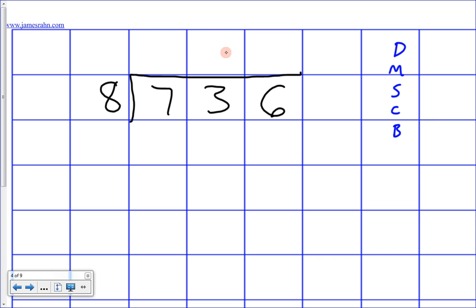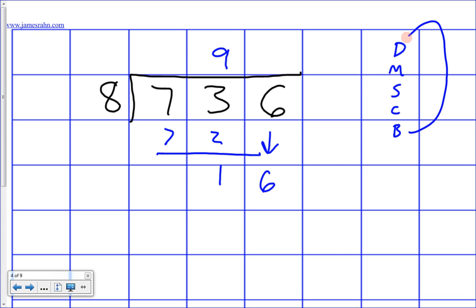All right, so let's do 9, 72. Now I subtract, 1. Check. 1 is less than 8. Bring down the 6. I come back to the very top. 16 divided by 8, 2. Multiply, 2 times 8, 16. Subtract, 0.